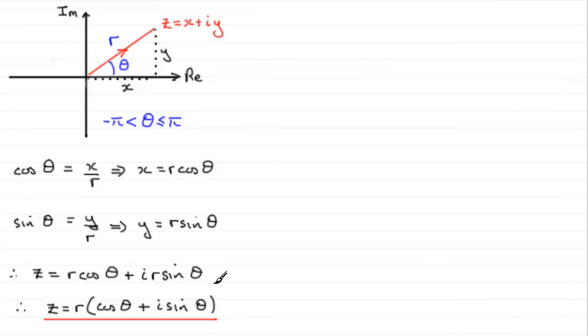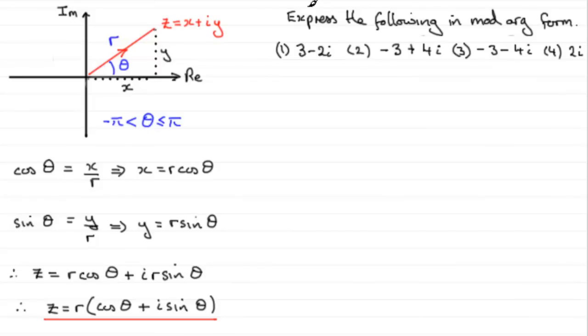Now, let's just try a few examples where I can show you how this is going to work. We've got here, express the following in mod-arg form. Got four examples here. I'm going to show you how to do number one here, to express the complex number 3 minus 2i, and I'll leave you to have a go at 2, 3, and 4, alright? And then we'll work through the worked solutions. You might even want to have a go at this one now. Just pause the video and come back when ready.